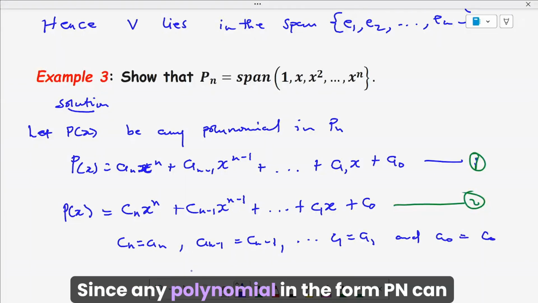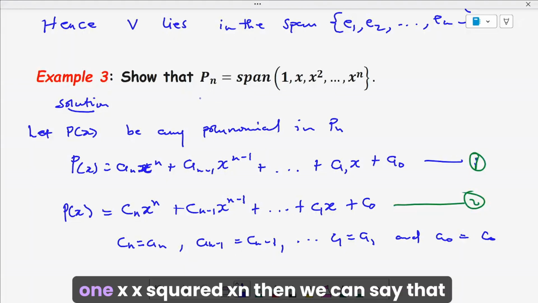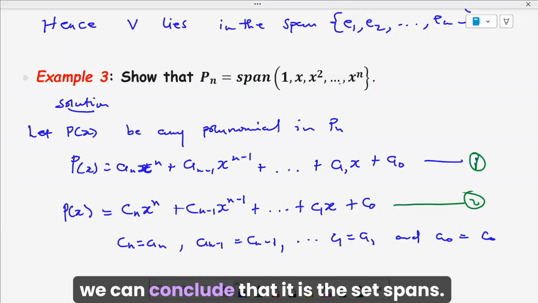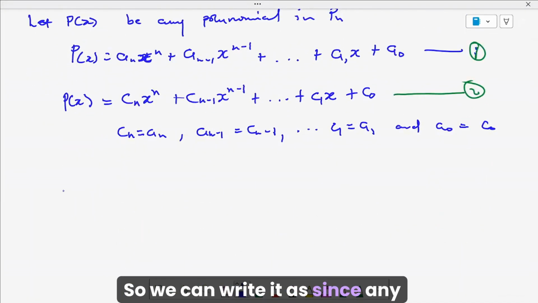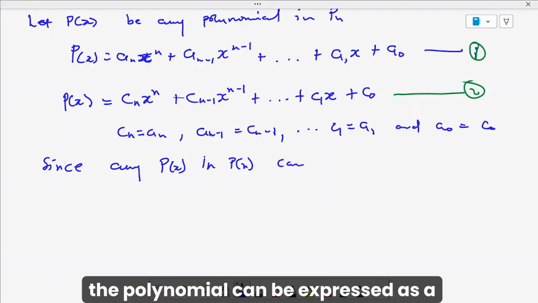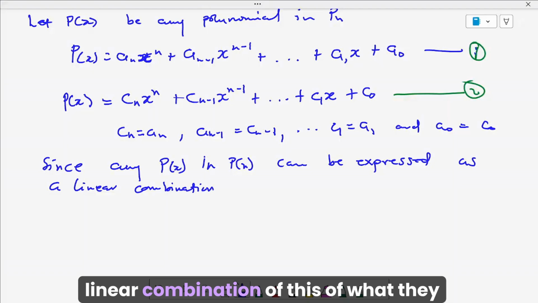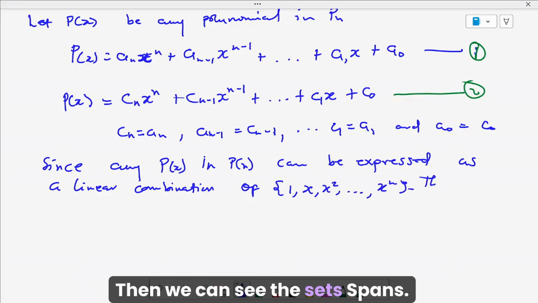Since any polynomial in Pn can be expressed as a linear combination of 1, x, x squared up to xn, we can conclude that the set spans. So this is how we write it: since any polynomial p(x) that we choose in Pn can be expressed as a linear combination of what they give us, which is 1, x, x squared up to xn, then we can say the set spans.